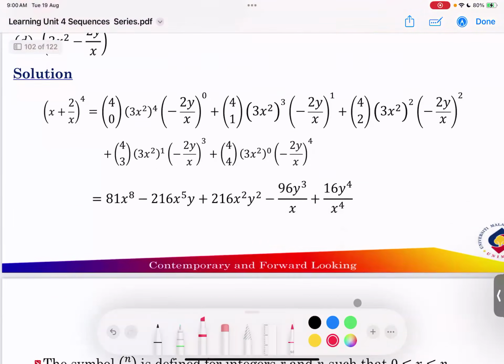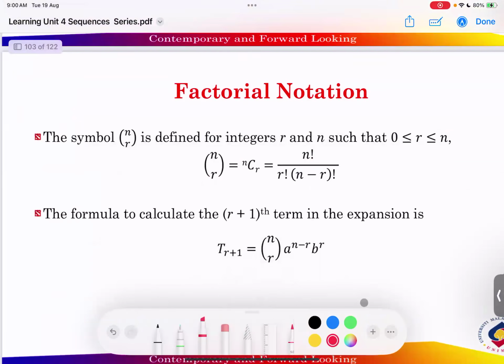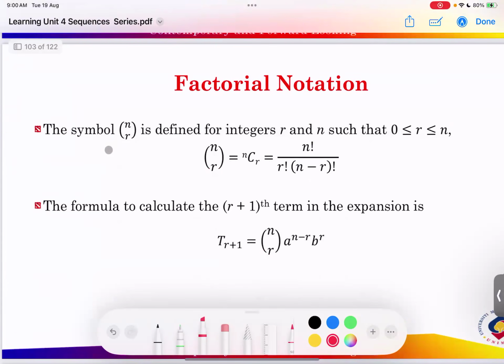Okay, so let's see this one. The symbol as you saw just now, nCr, is defined for integers r and n such that 0 is less than or equal to r, which is less than or equal to n. So nCr, which we read as n choose r, is equal to n factorial over r factorial times (n minus r) factorial. So the formula to calculate one term in the expansion is this one. Why do we study this?